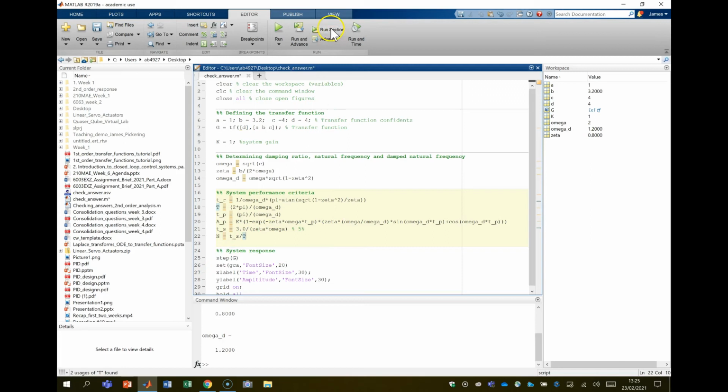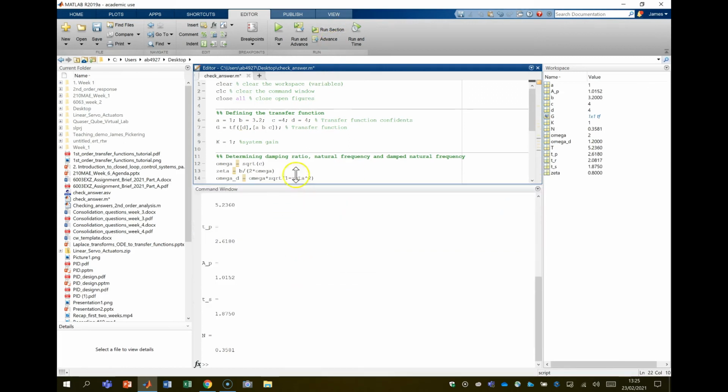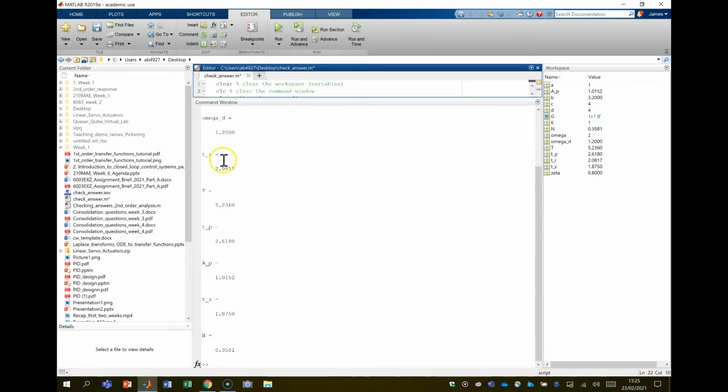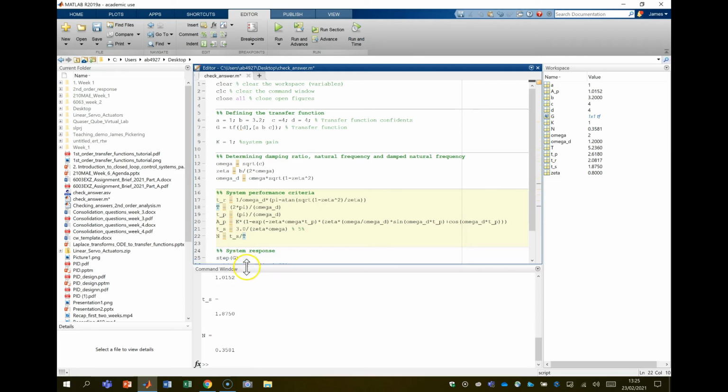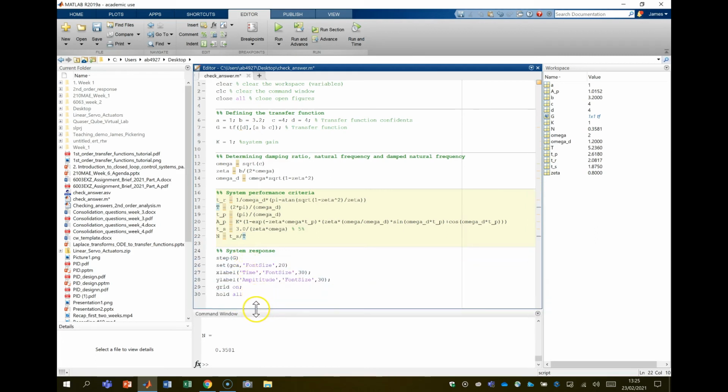So we can literally click run section, and we can run this, and here you get your values. So rise time, period time, peak amplitude, settling time, and the number of oscillations to achieve that settling time. And you can see the answers match up to what we went through in the hand calculations. So that's all great. This is going to enable you to check your answers to the other questions.